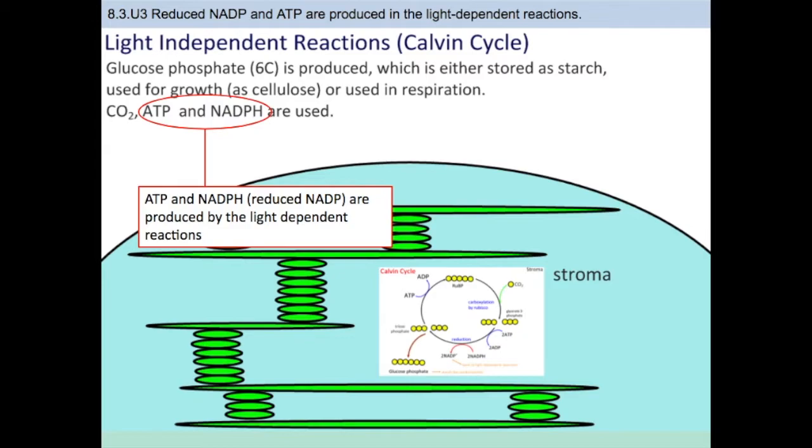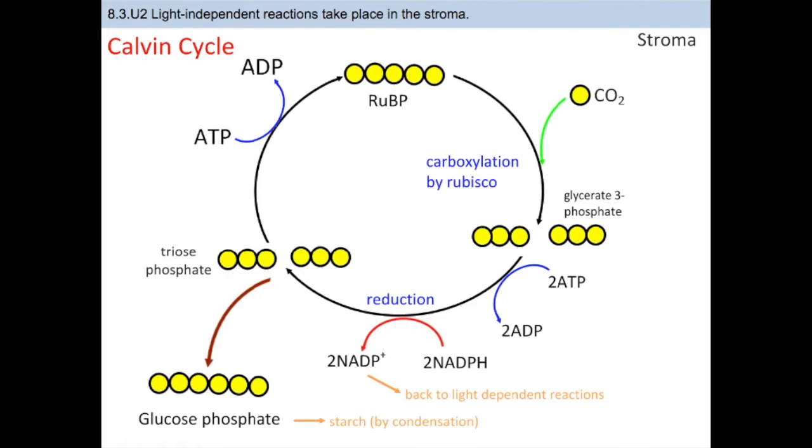So this happens in the stroma. The light-independent stage is also called the Calvin cycle. It was Melvin Calvin who proposed a model on how this process happens. Okay, he proposed a model, and this is to summarize the Calvin cycle.